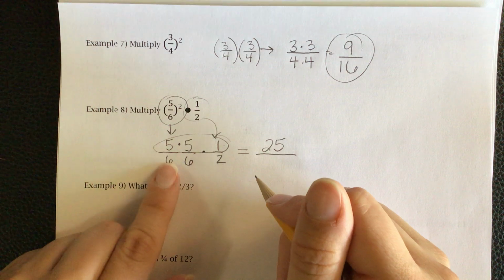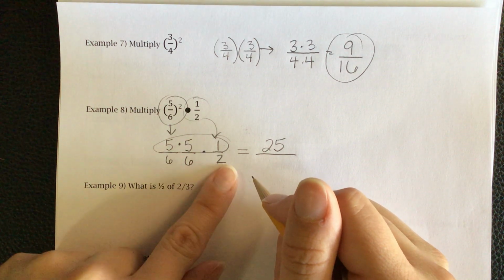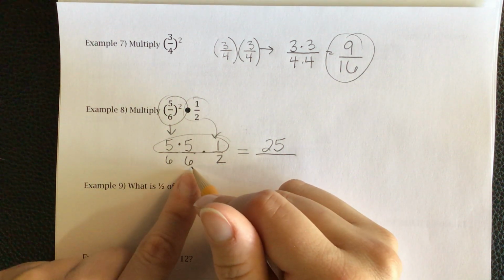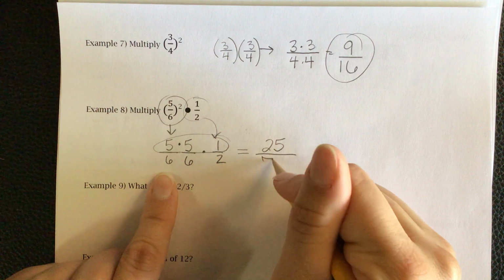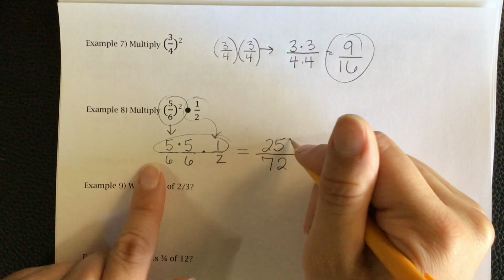Now I know 6 times 6 is 36, but I'm not really sure what 36 times 2 is in my head maybe. So you could always go the other way. 2 times 6 is 12, and 12 times 6 is 72. So if you couldn't do that in your head, you can always go backwards.